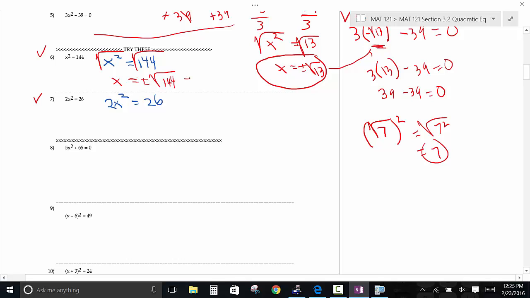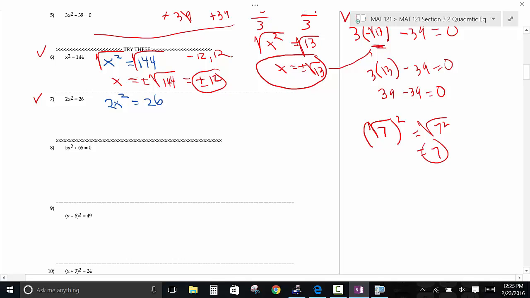So what is the answer to number 6? Negative 12 and 12. Good. You can do that one in your head if you want to. Sometimes you can do it in your head. So you can write it as plus or minus 12, or you can list the two answers out. Okay? What did we get on 7?